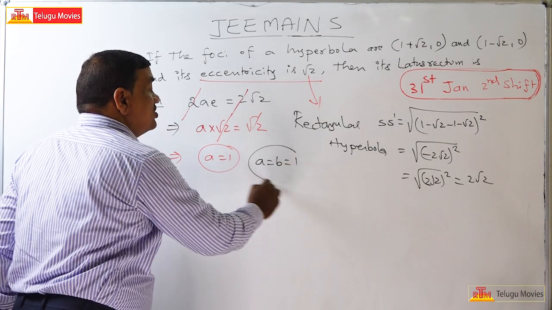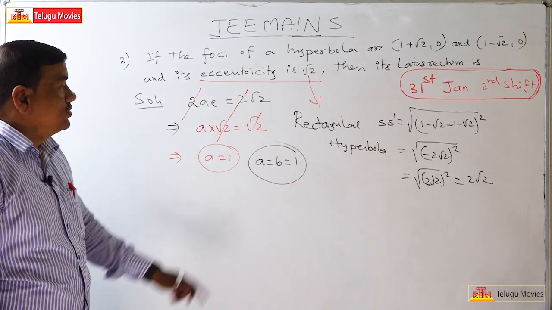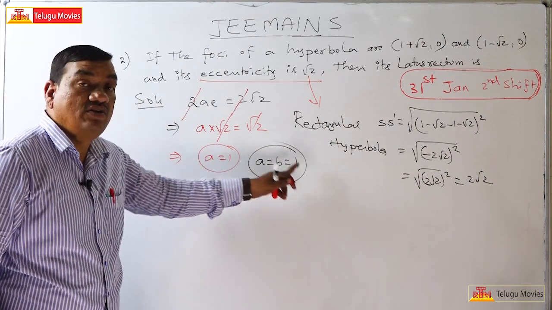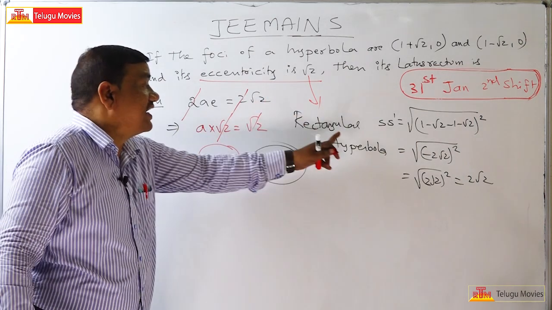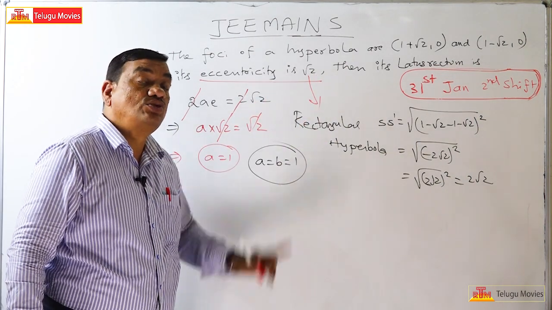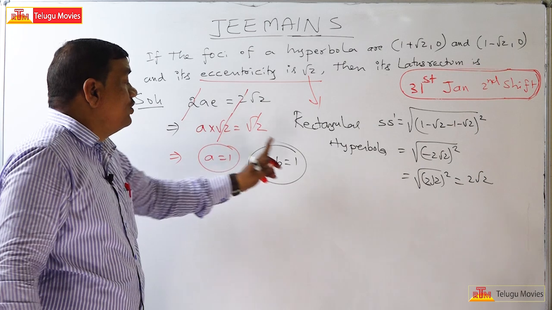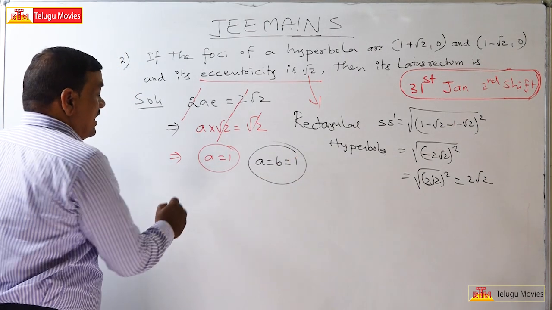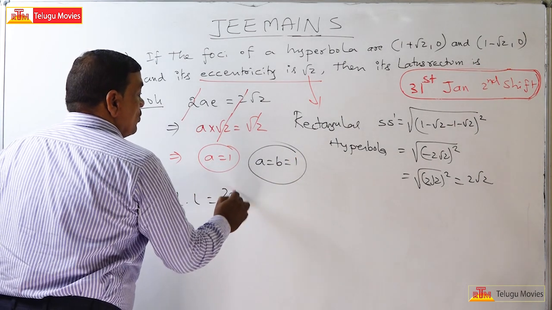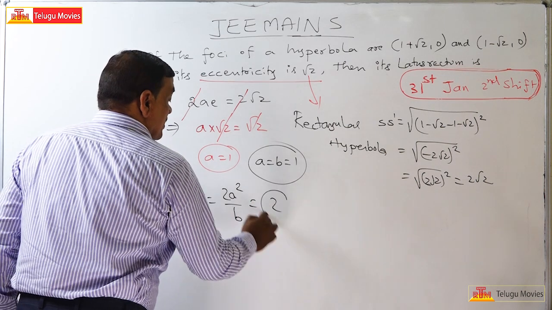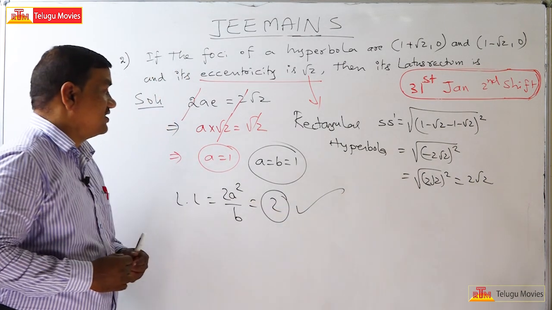Therefore, B value is also 1. So A value is 1, B value is also 1. How can you say it is a rectangular hyperbola? Eccentricity is root 2. Okay now. So A value you know, B value you know. The length of the latus rectum is equal to 2A square by B. Therefore, 2 is your final answer.